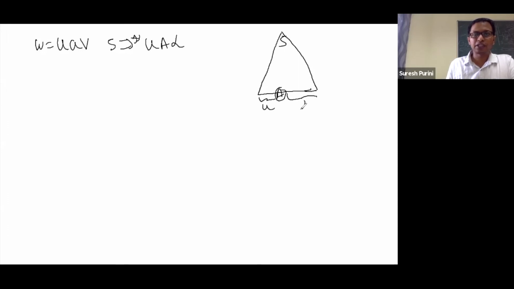This is U, this is alpha. The current lookahead symbol is A. The non-terminal symbol that we have to expand is capital A. It has two substitution rules: A goes to alpha 1 and A goes to alpha 2.